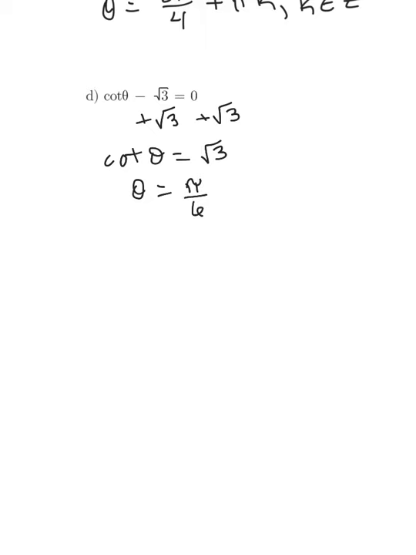And then, because the next place cotangent is positive is directly diagonal from this, we just write plus pi k, with k an element of the integers.